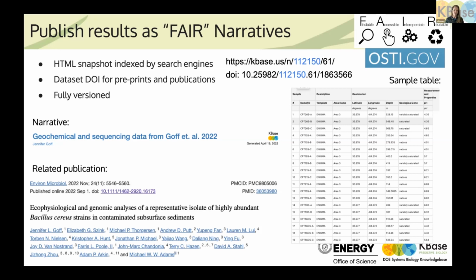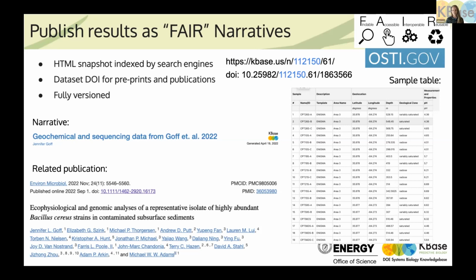On the screen now is an example of a FAIR narrative. The narrative itself is called the geochemical and sequencing data from this particular paper. The paper is linked below that, where the person actually took the DOI from the FAIR narrative and then cited it in the reference section of the actual publication. So now we're able to link the DOIs to each other, the publication DOI and the dataset DOI.